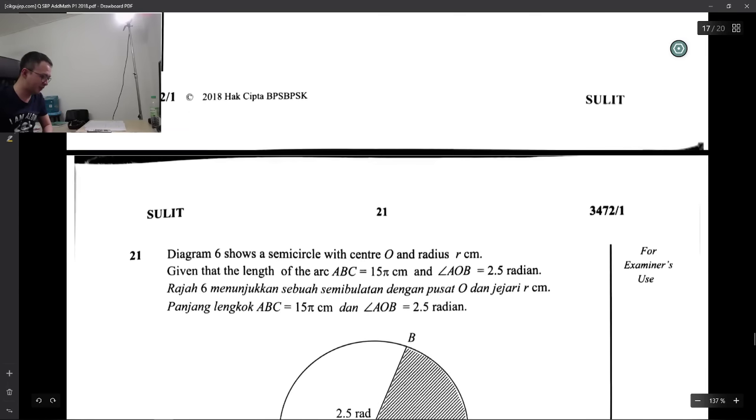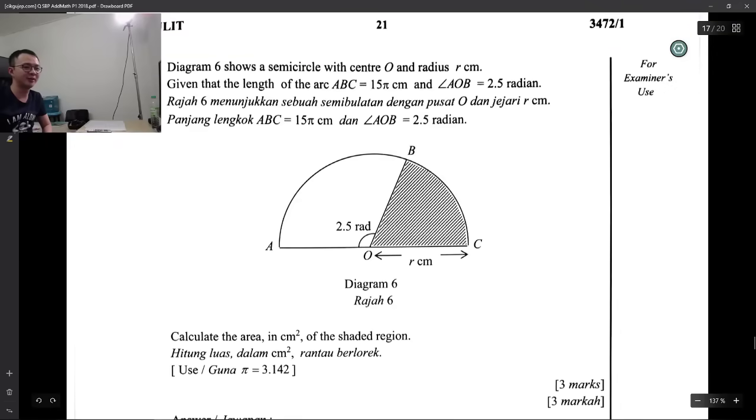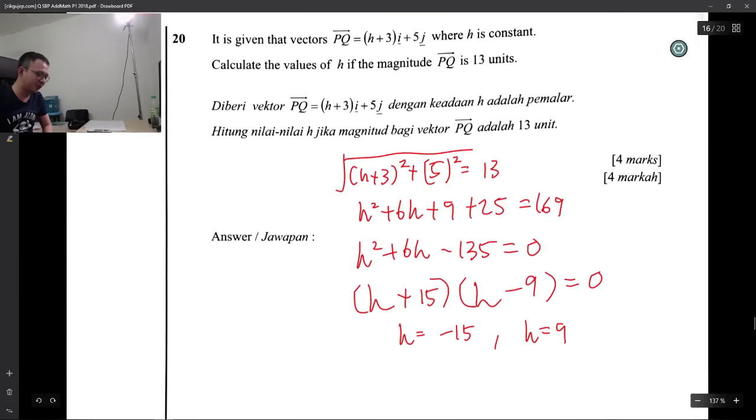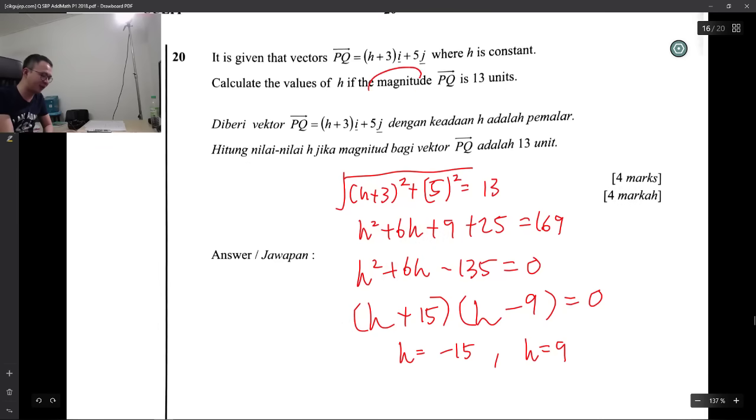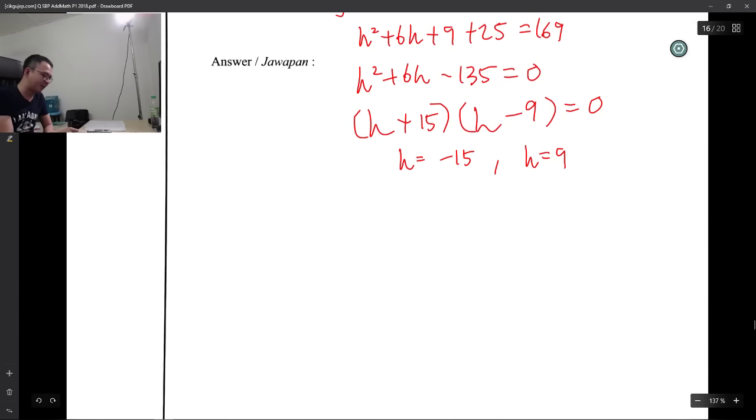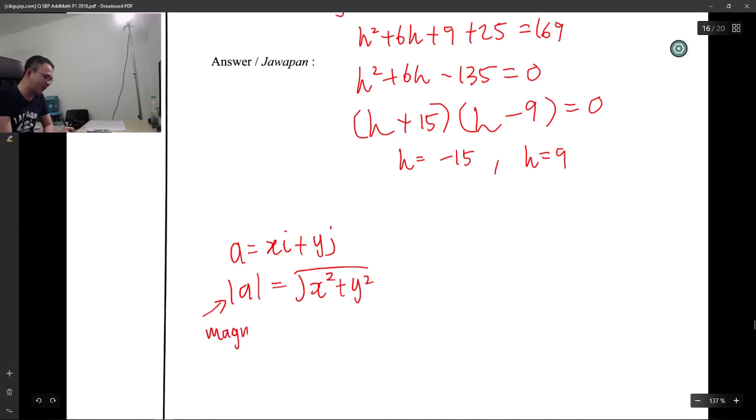Okay, so let me move on to question 21 here. For some students who do not know how to find the magnitude, I'll give you an example. A equals xi plus yj. If I want to find the magnitude of A, it's the square root of x squared plus y squared. This is how we get a magnitude. Magnitude basically means the length. They want to find the length of the vector A.